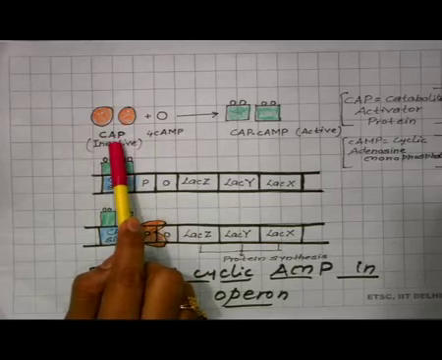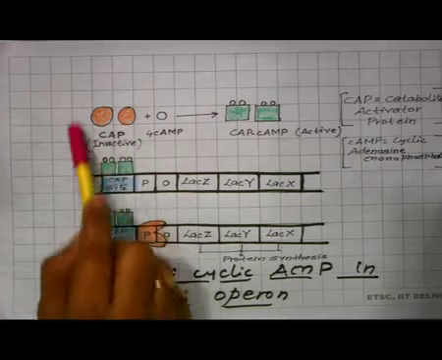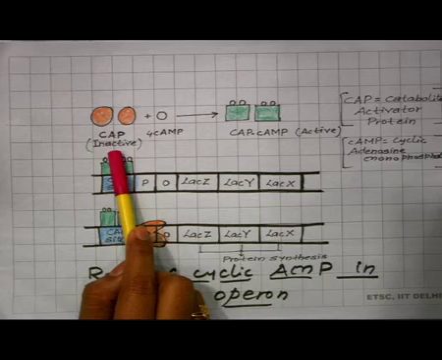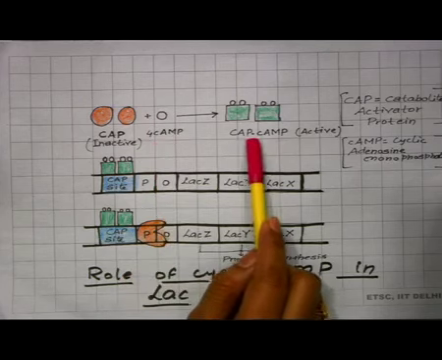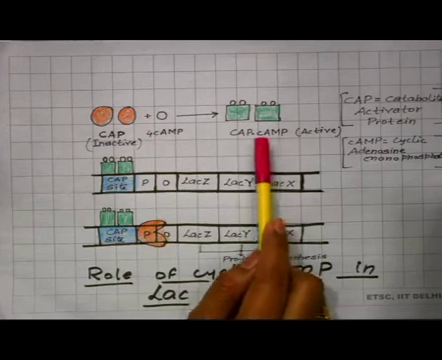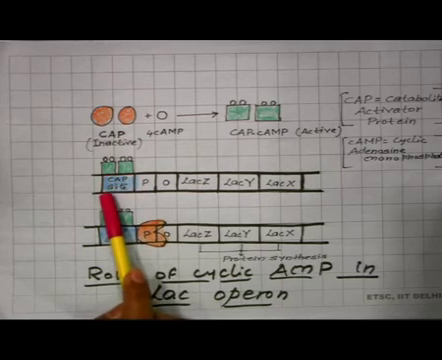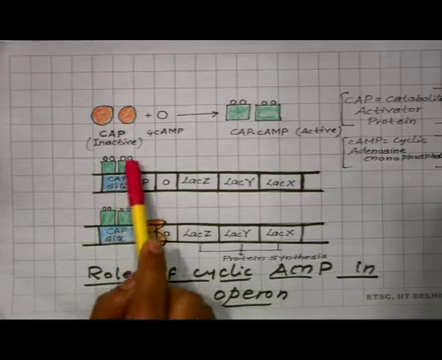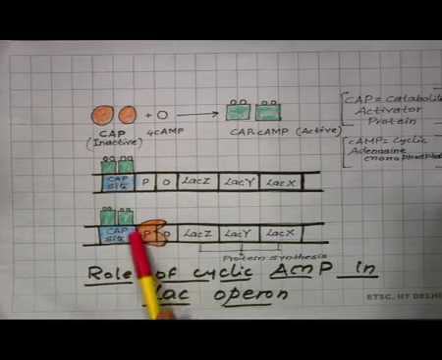CAP, that is catabolite activator protein. It is normally in inactive condition. A molecule of cyclic AMP will combine to form the CAP-cAMP complex. This CAP-cAMP complex will bind over the CAP site of the lac operon. This CAP-cAMP complex will recruit RNA polymerase.